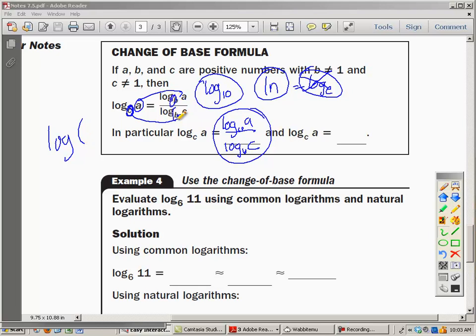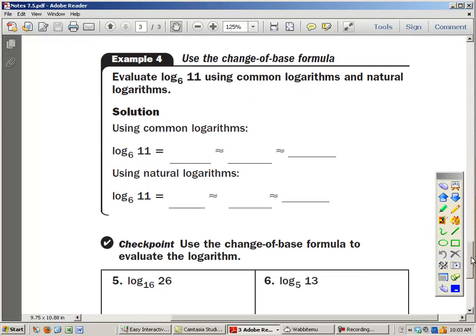Like I said, b can be any base you want it to be as long as it's not 1. So if I use base e, for example, then I can make this the natural log of a over the natural log of c. So the point is that it doesn't matter which log feature you use, you're going to get the exact same answer. All right? I'm going to do one with natural logs and common logs.